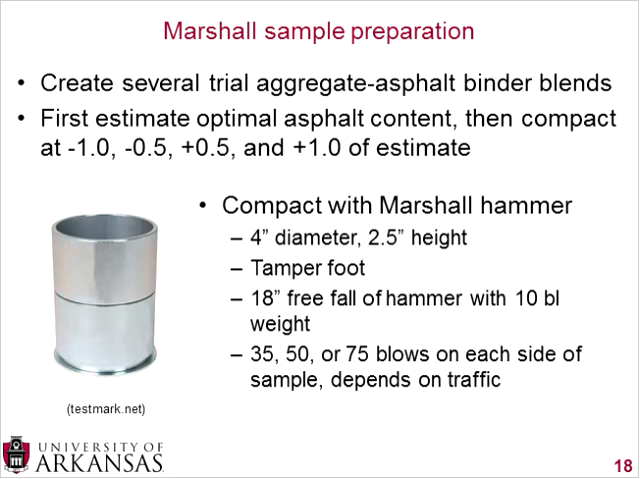So they have a machine that literally has these hammers that fall 18 inches, and the hammers are 10 pounds, and they hit the tamper foot for either 35, 50, or 75 blows. And you actually go to those blow levels, 35, 50, or 75 blows, and then you flip the sample and do it a second time. And the blow number depends on the traffic level that you have.